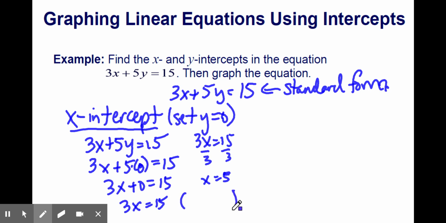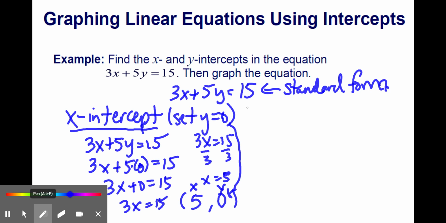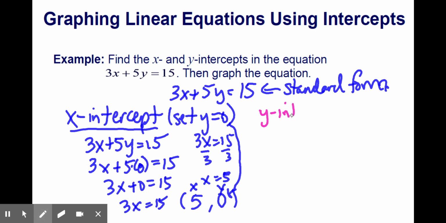You've got to finish it out here. Your x-coordinate is 5, and the y-coordinate was 0. That's the 0 from up here that you plugged in. Okay, the y-coordinate is a 0. All right? Okay, that's half of it. Now you also have to go and find the y-intercept. So let's find the y-intercept over here, right next to it.